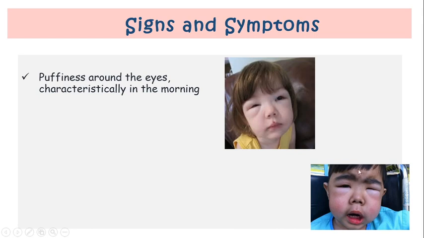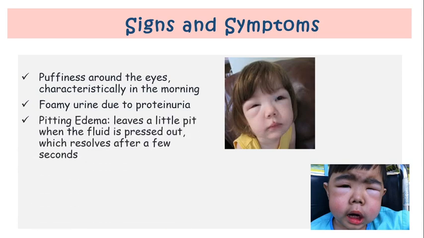Now, why have I given pictures of children? That's because nephrotic syndrome is a disease most commonly seen in preschool children between 3 to 5 years of age. Then, since the patient passes proteins in urine, the urine appears foamy or frothy in appearance. This is due to proteinuria.